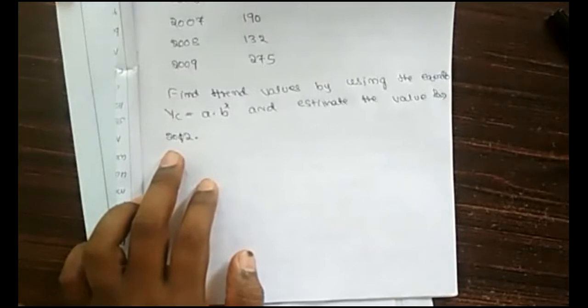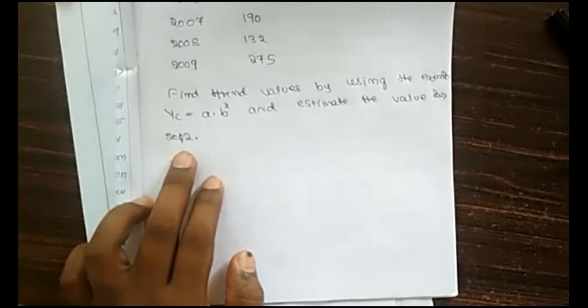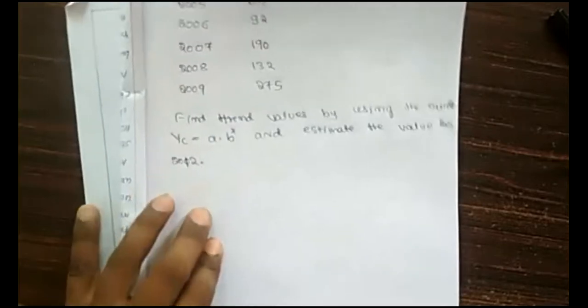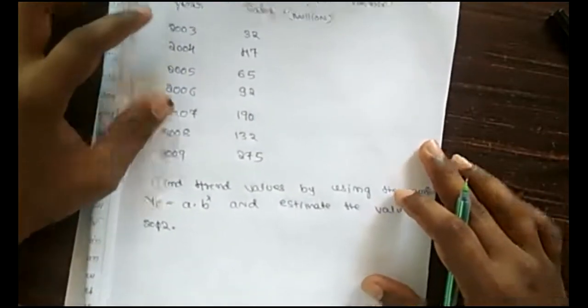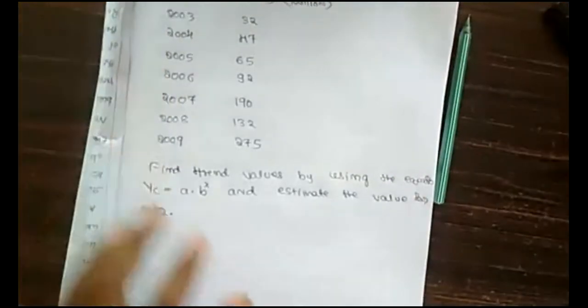So they asked two questions. One is to estimate trend values for 2003 to 2009, and also to estimate the value for 2012. Data is given till 2009, so we have to estimate the sales for 2012. How can we solve this type of question under exponential trend? Okay, now take a calculator.